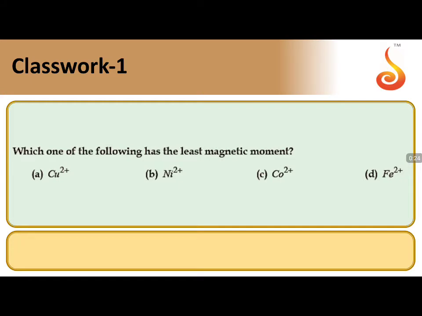For magnetic moment, we are going to see the number of unpaired electrons as the criteria to decide this. So, we have copper, nickel, cobalt, and iron, Fe2 plus. Let us write the atomic numbers: 29, 28, 27, 26. When you take the electronic configuration, add the two numbers and subtract the charge from it. That will be your configuration.